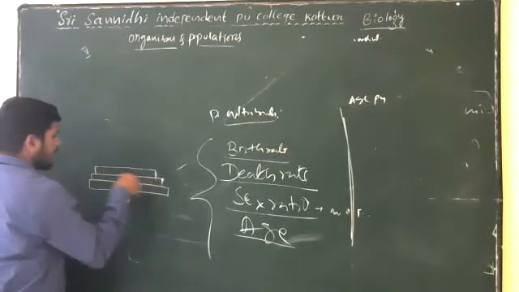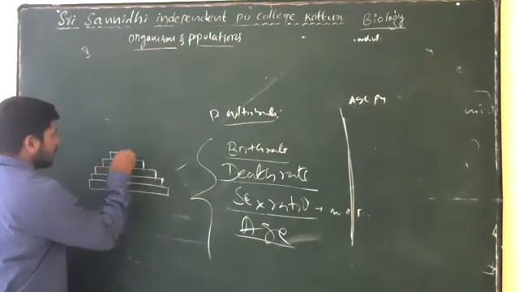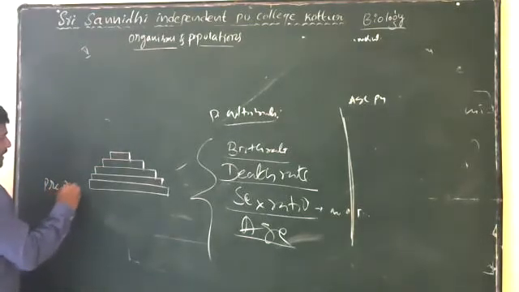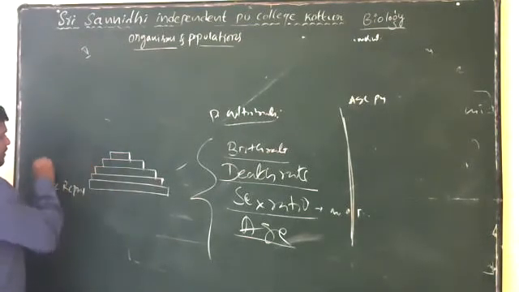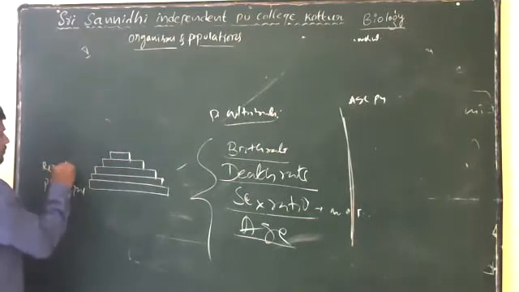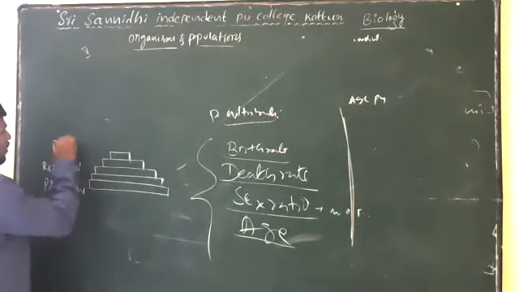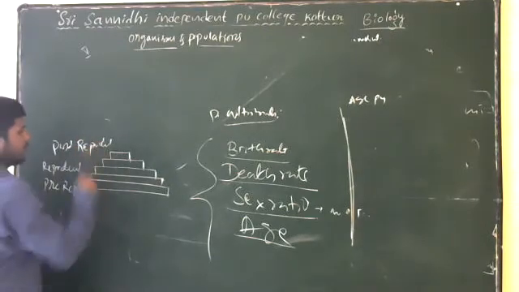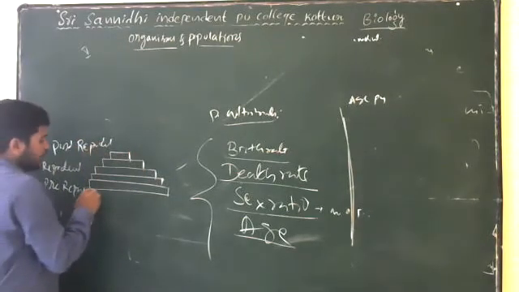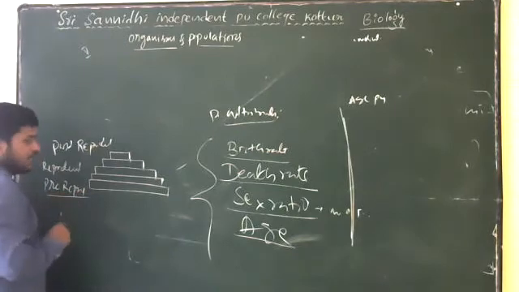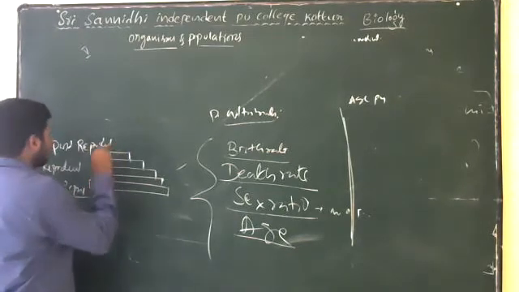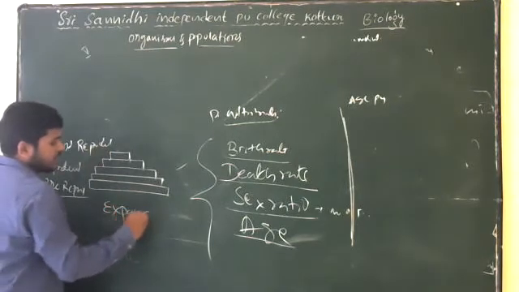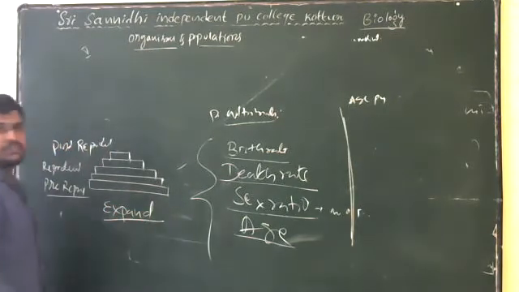If the number of pre-reproductive individuals, this is pre-reproductive, this is post-reproductive, is more than the reproductive and post-reproductive stage, automatically this population will increase. That is the expanding age pyramid.